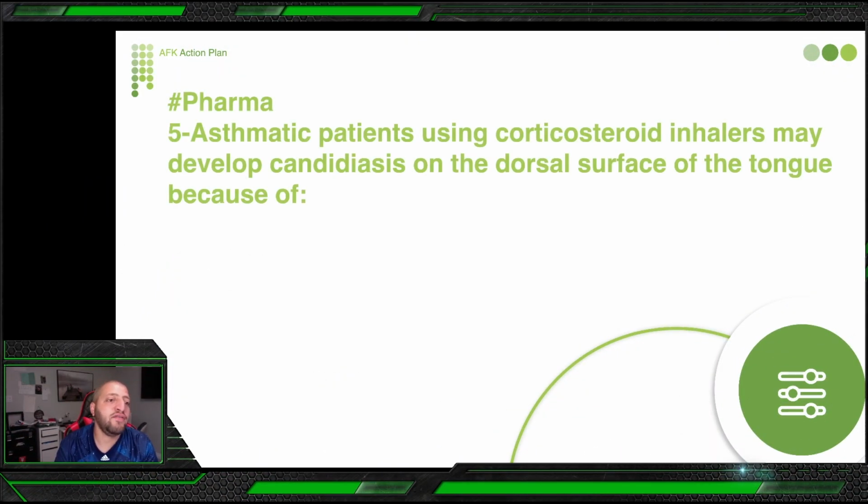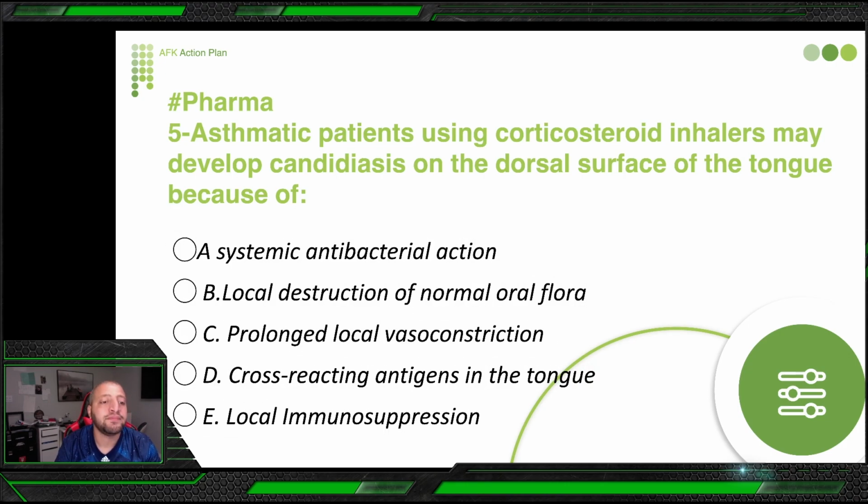Last question for today from pharma. An asthmatic patient using a corticosteroid inhaler may develop candida on the dorsal surface of the tongue because of. So again, he's giving here a scenario saying the patient is asthmatic, using a steroid inhaler, and he's telling you he has candida infection on his tongue. Why is this happening? Systemic antibacterial action? No, because the question is saying inhaler steroids. Local destruction of normal oral flora, which is partially correct.